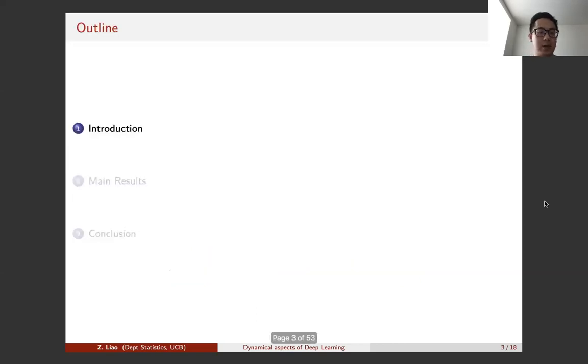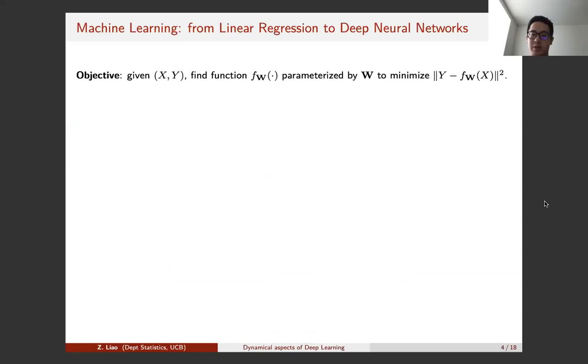So here we go. We'll be starting with some general introduction of machine learning. The objective of machine learning is, given some pair X and Y, so that X can be some data, and Y the associated labels or targets associated to those data, to find some function parameterized by some W so that this function maps the data X to its associated target Y, for example, in the sense that this difference is small.